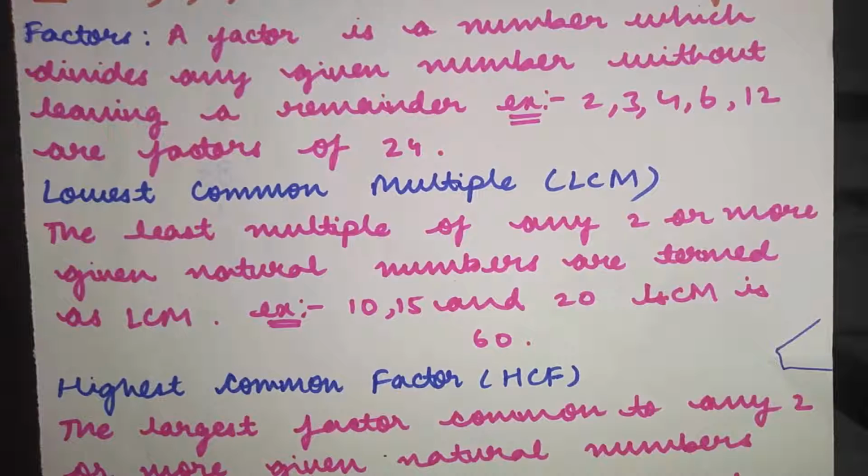If we consider 10 and 15, the factors of 10 would be 5 and 2, and the factors of 15 would be 5 and 3. So what would be the least common multiple of 10 and 15? It would be nothing but 5, 3 and 2. That is, the product of 5, 3 and 2 is nothing but 30. So the LCM of 15 and 10 is nothing but 30. Okay, that's how we find out LCM.